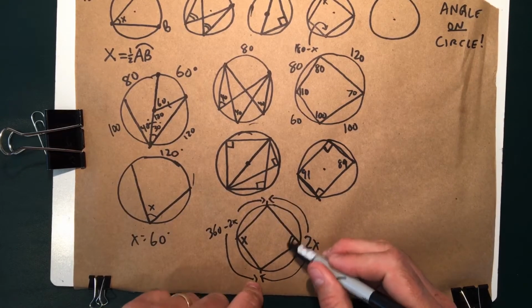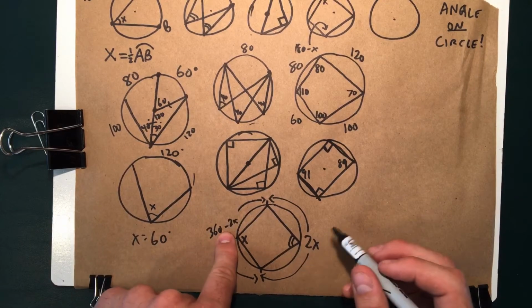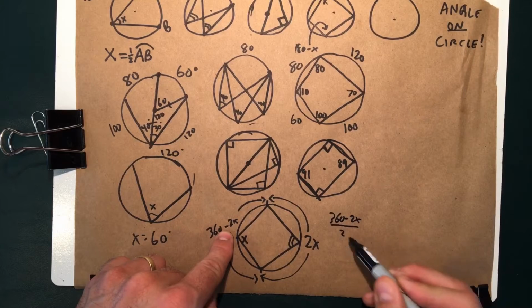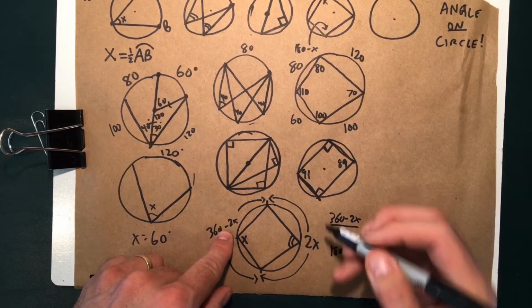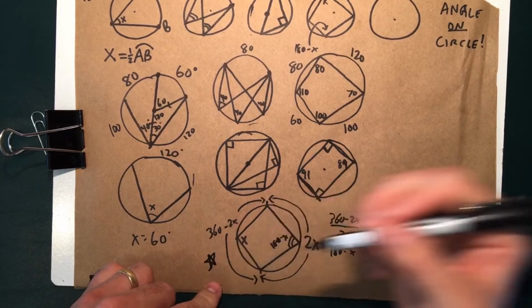You're like, I thought the inscribed angles were always half of what it opened up to. Well, what does it open up to? 360 minus 2x. And what's half of 360 minus 2x? 180 minus x, aka supplementary. Oh my gosh, we just proved it. Whoop whoop. Isn't that cool?